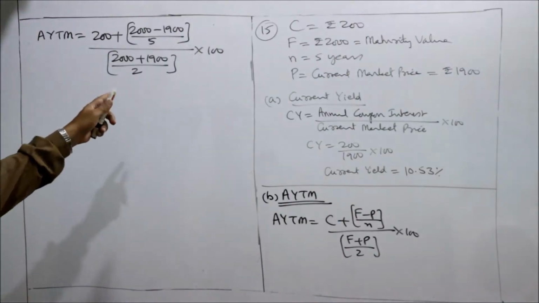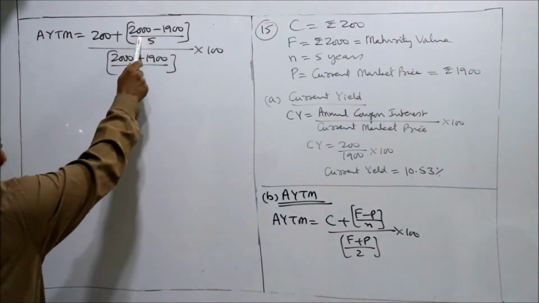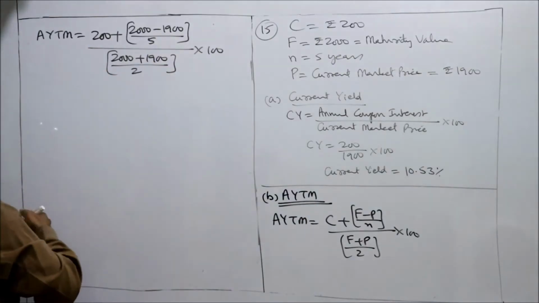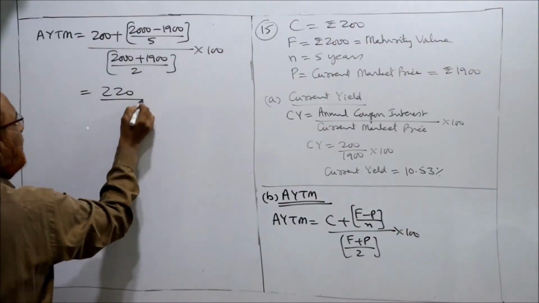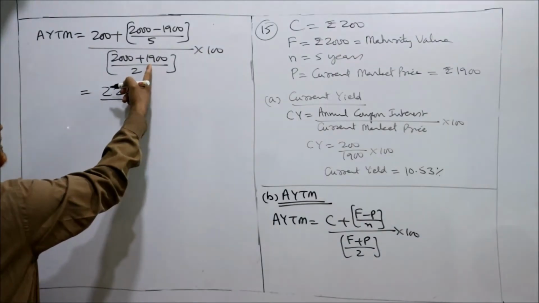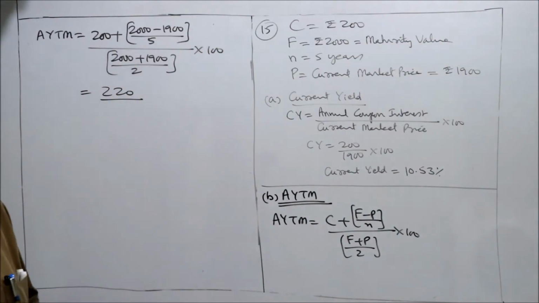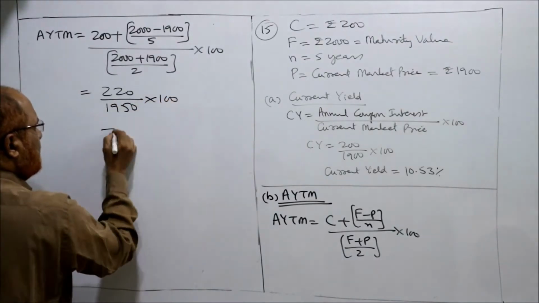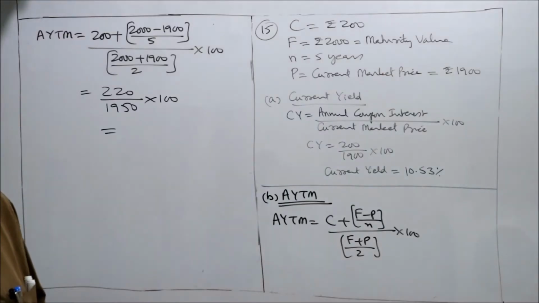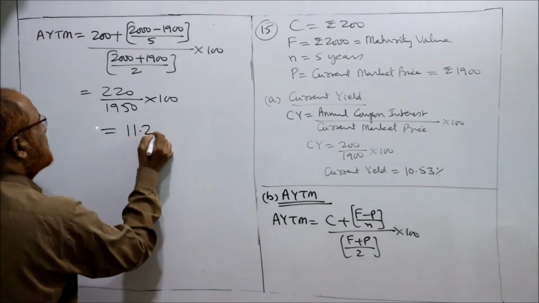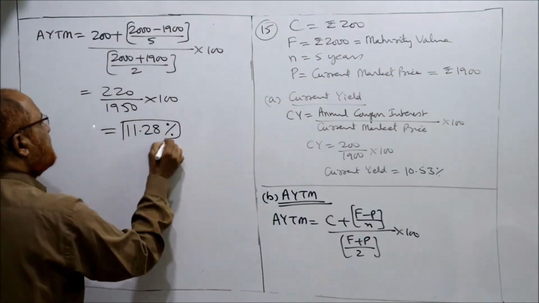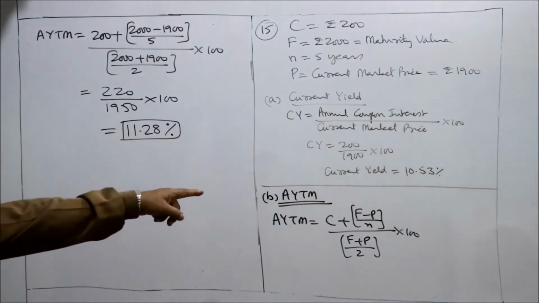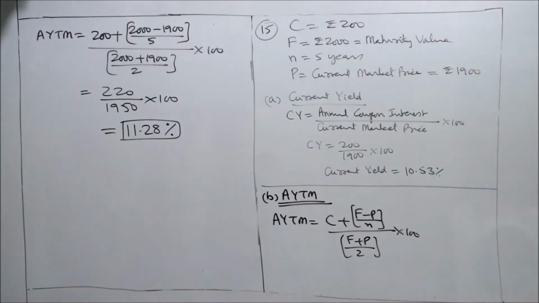AYTM. So first of all, 2000 minus 1900 is 100. 100 divided by 5 is 20. So 220 it will become, divided by (2000 plus 1900) divided by 2. It is 1950. So 220 by 1950 into 100, 11.28%. 11.28% is the AYTM. So we have calculated the current yield and we have calculated the AYTM.